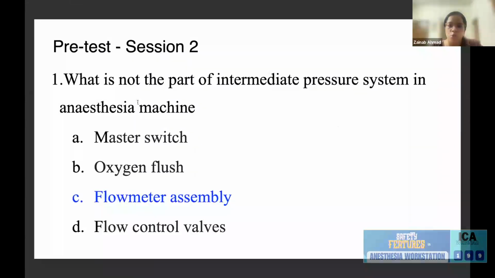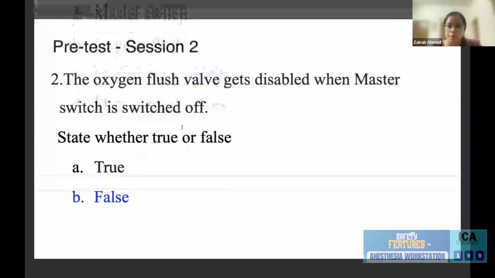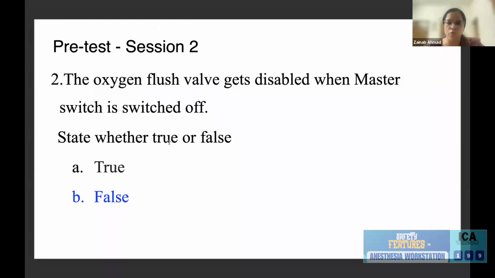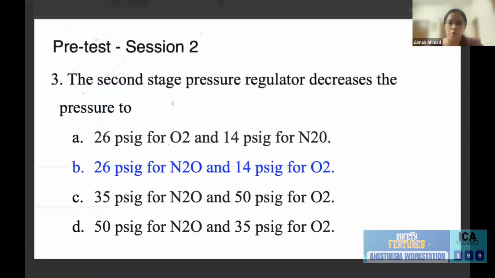Then coming to session 2. The first question: what is not a part of the intermediate pressure system in the anesthesia machine? The answer was flow meter assembly. We all know that the master switch, oxygen flush, and flow control valve all belong to the intermediate pressure system. Question 2: the oxygen flush valve gets disabled when the master switch is off. This was false. The oxygen flush valve, along with the auxiliary flow meter and the alternative oxygen control, are all independent of the master switch.